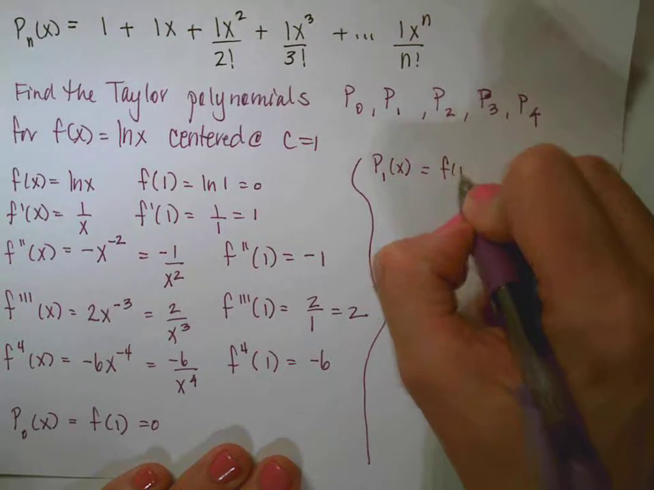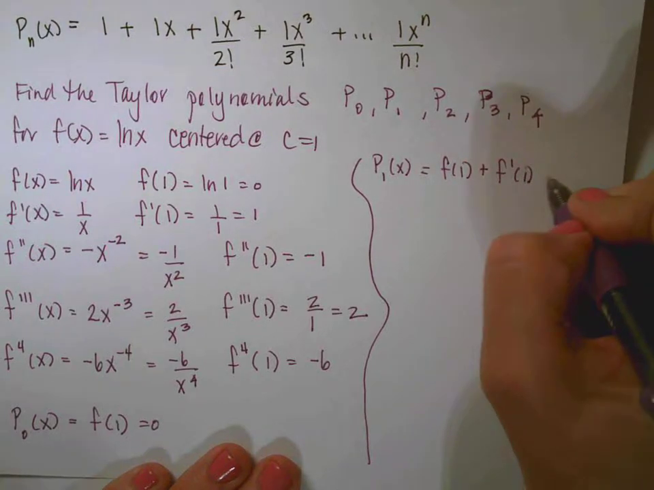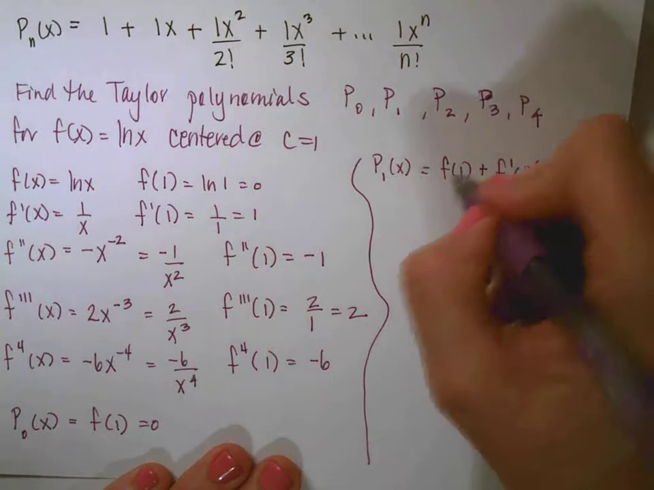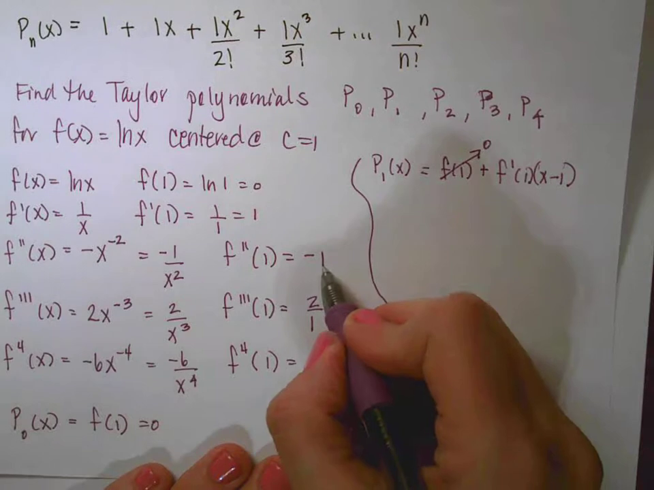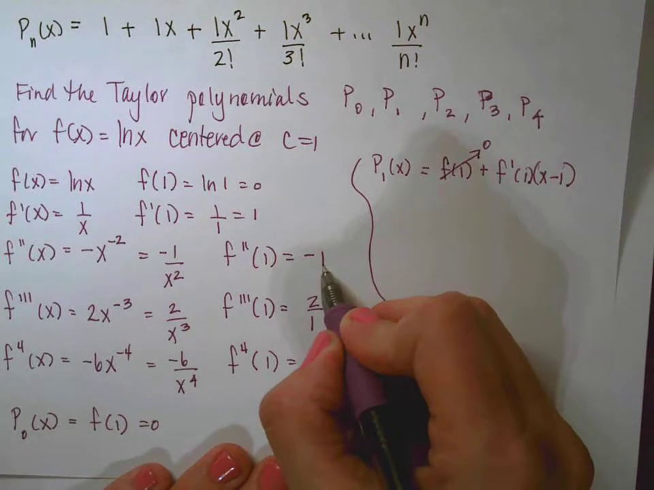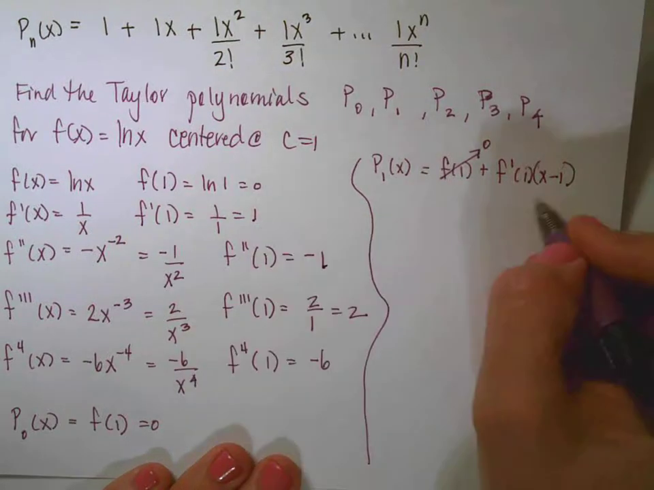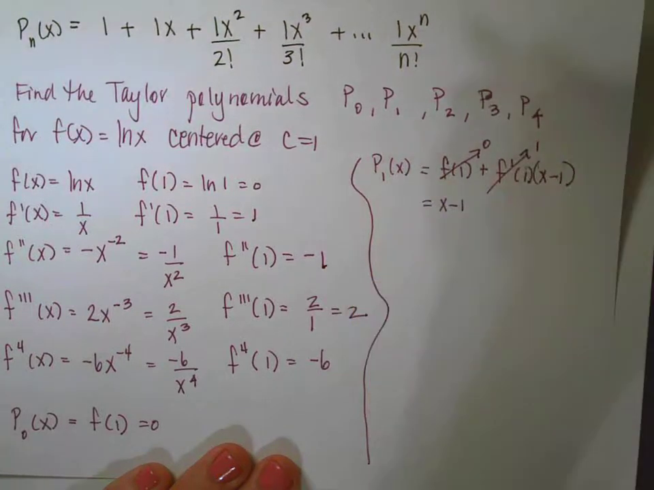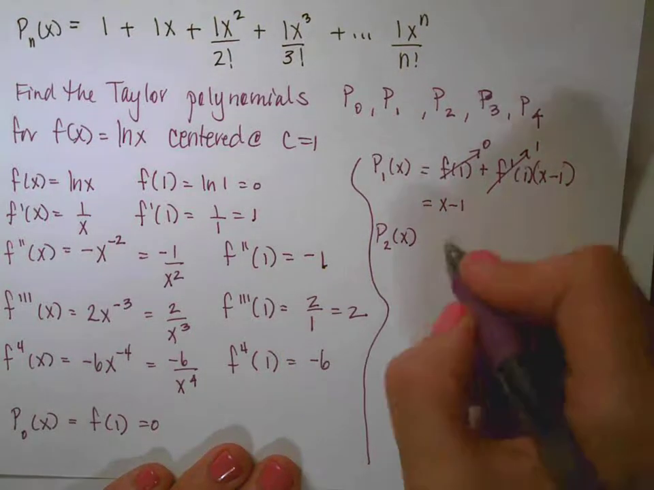So the first degree polynomial would be f of 1 and then plus f prime of 1 times x minus 1. Okay? And so this was 0. And f prime of 1, oops, that's double prime. f prime of 1 is 1. So this guy is 1. So this is going to equal x minus 1.